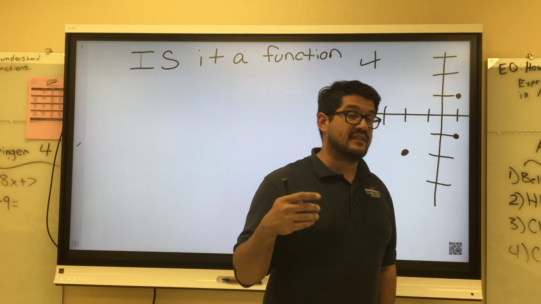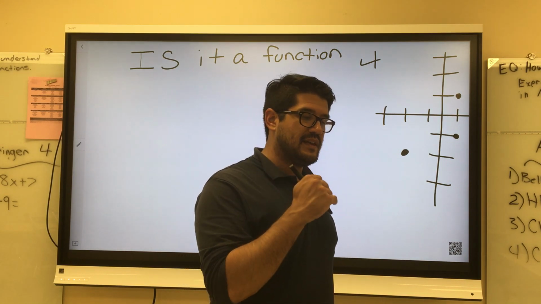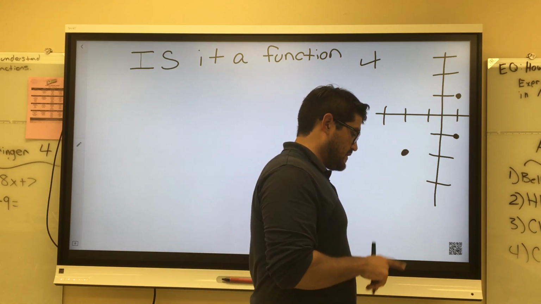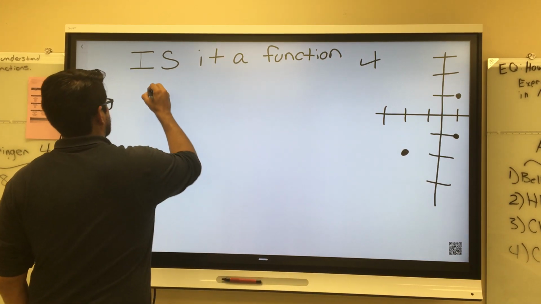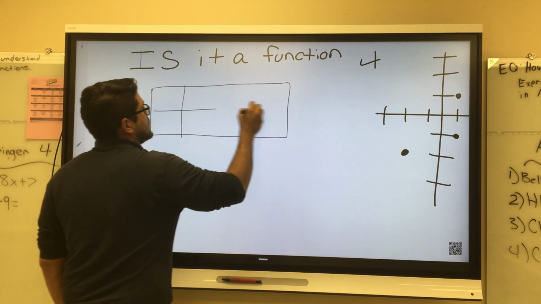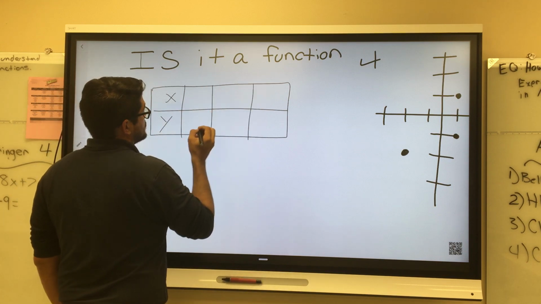But if x repeats and the y underneath is different, then that's not allowed. You're not allowed to have two different y's for the same x. For an example, let's say you have a chart. I'm going to do one that works and then do one that doesn't work. So these are x and these are y. And this is a function.